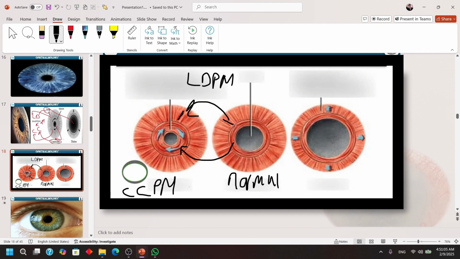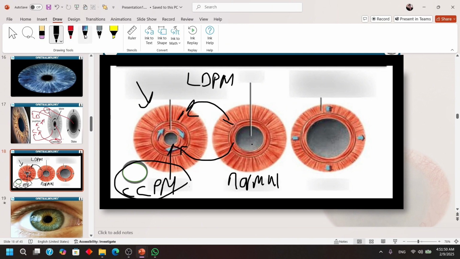It contracts here. So what muscle worked in this picture? It's the circular constrictor pupillae muscle. And look at the size of the pupil itself, it became narrower. So you can know what muscle worked in this picture from two things: the shape of the fibers, which became thicker, and the size of the pupil, normal here and smaller or narrower here. So the circular constrictor pupillae muscle worked here.